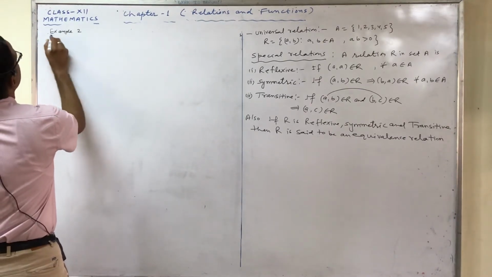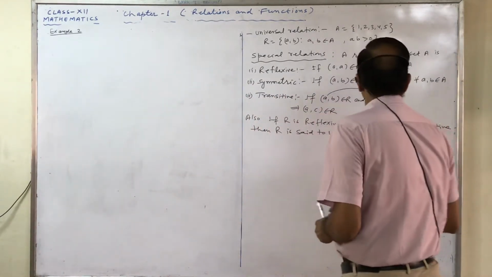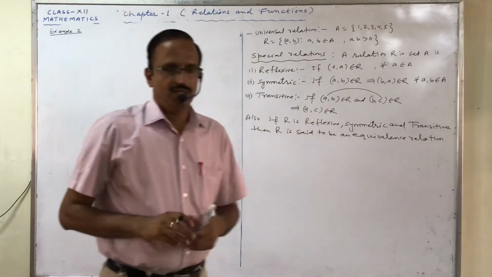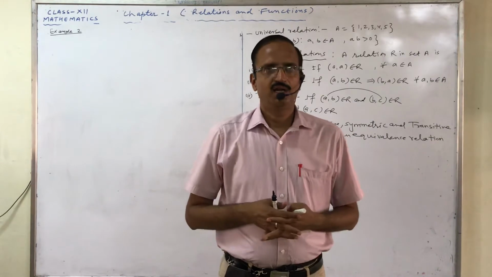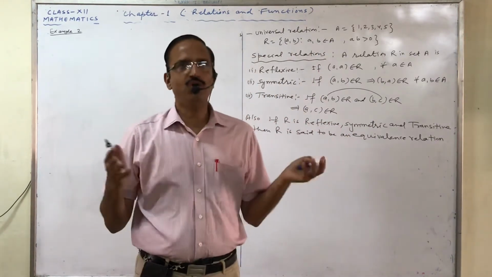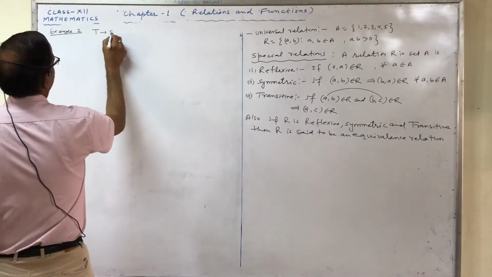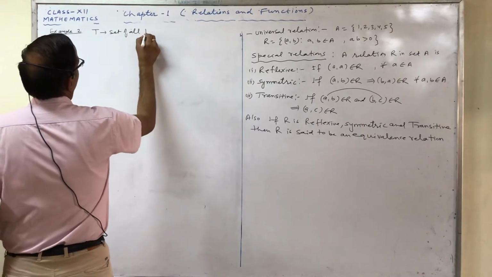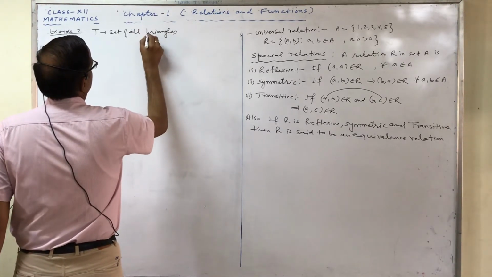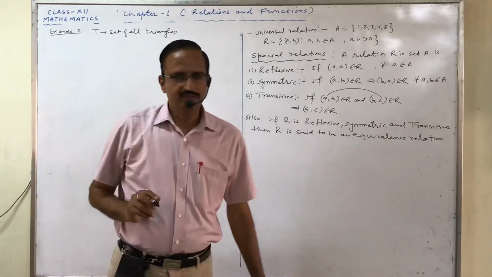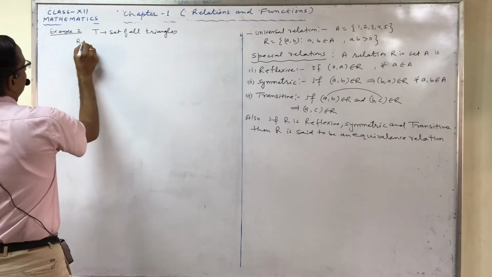Example number 2. In example 2, we have, if T is a set of all triangles. What is T? T is a set of all triangles, right? And R is a relation.